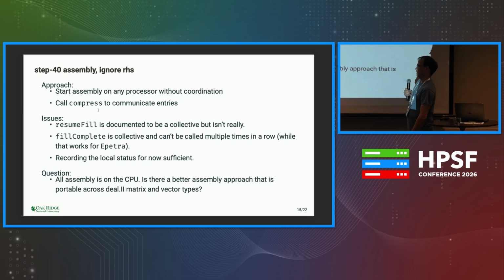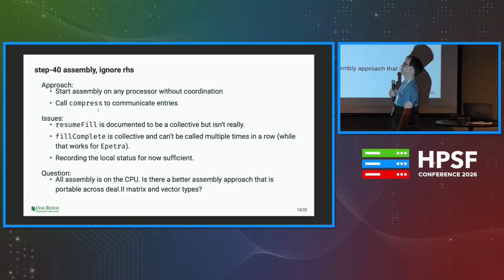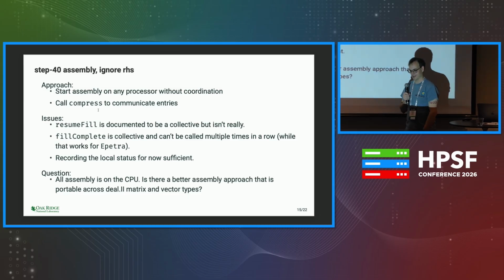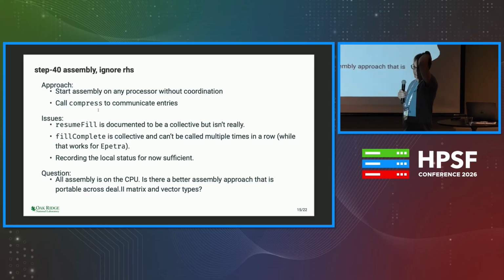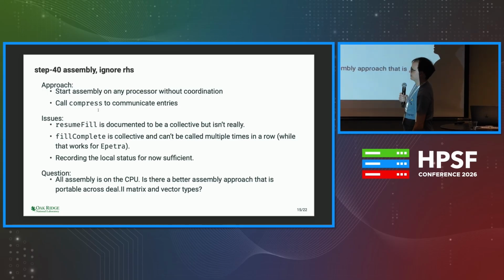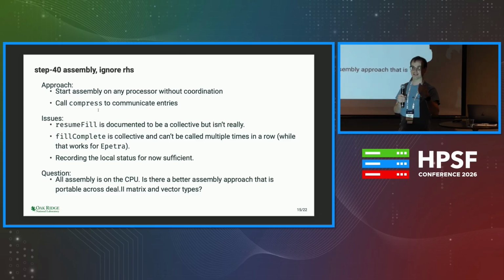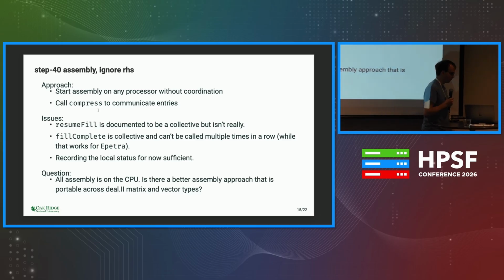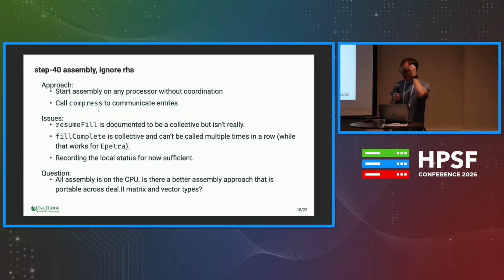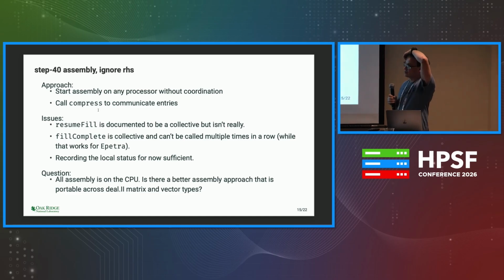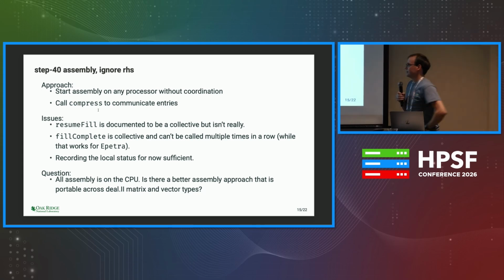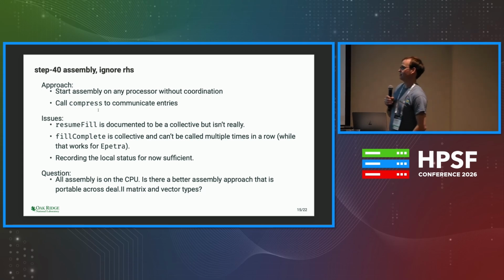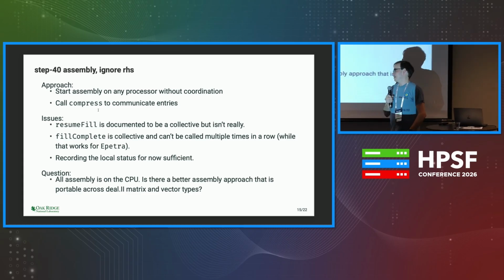But so that's something, I mean, it's documented as resume fill is collective. So if that will actually be collective at some point and has blocking MPI behavior, then that would probably break us again in some way or the other. Unless we now require for all our other vector types and matrix types that we need to do that, which kind of breaks every single code that we have so far, of course, again. And then I asked the question if there's a better assembly approach already.